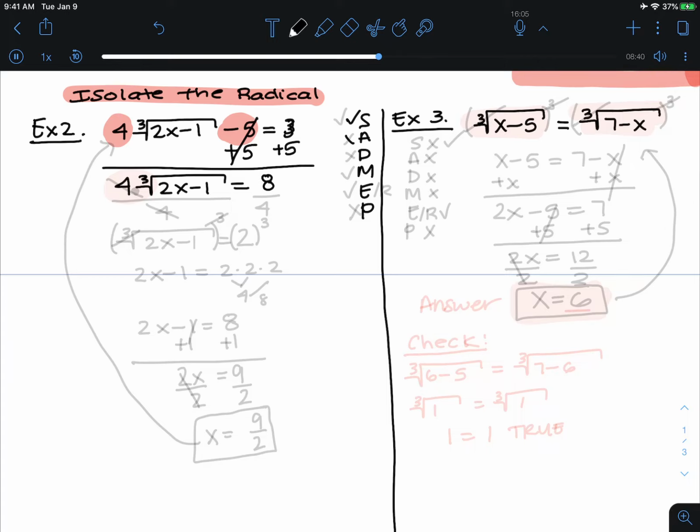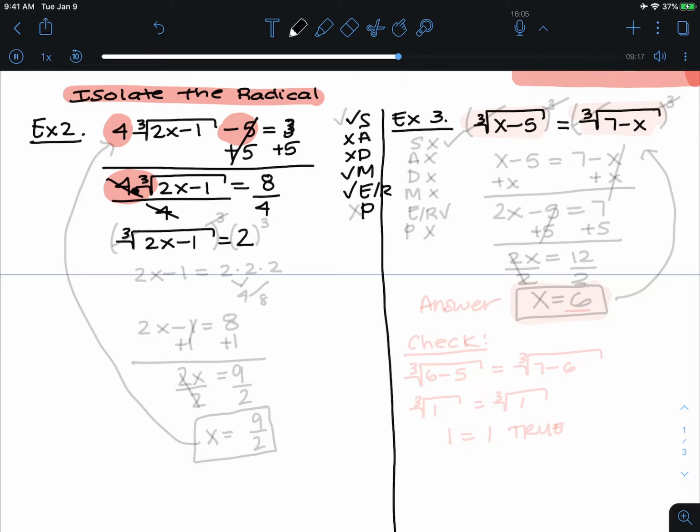Okay, do I have addition? No. Do I have division? No. Do I have multiplication? Yes. Okay, where's this multiplication? Right here. This 4 is actually being multiplied times the cube root. So you go ahead and do the opposite of multiplying by 4, which would be dividing by 4. What you do to one side again, you do to the other. These cancel out, leaving me with the cube root of 2x minus 1 equaling 8 divided by 4, which is going to be 2.